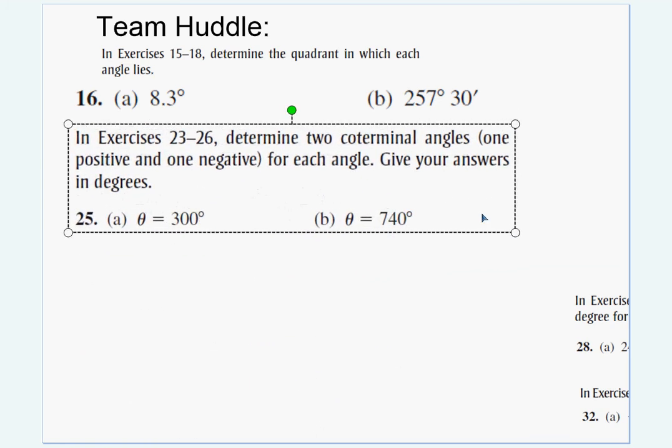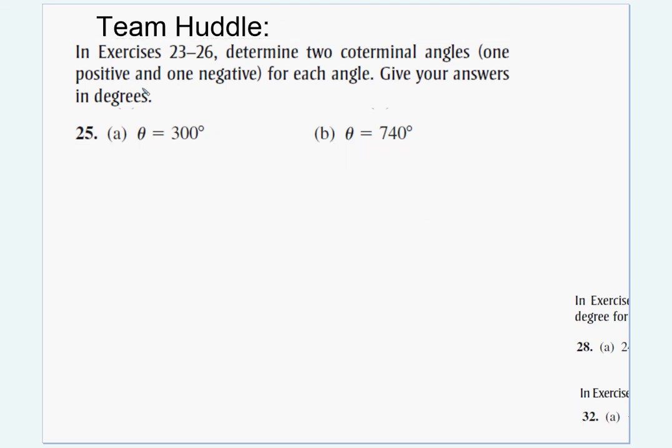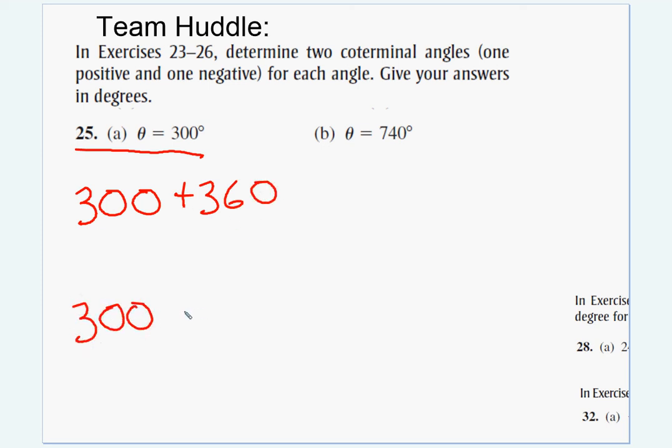Okay, the coterminal. Determine two coterminal angles, one positive and one negative. Now, they didn't tell us to graph them, so we don't even have to do that. So let's see here. For 25A, our given angle is 300. To find a positive coterminal, I'm just going to add another circle. And for my negative, I'm going to take the angle they gave me and subtract a circle.